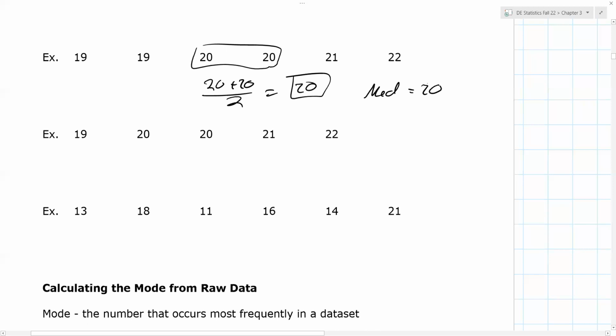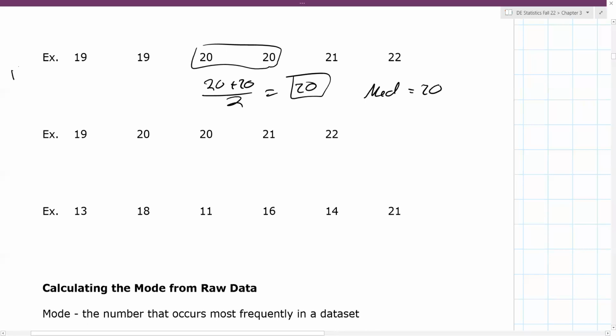Then we look at the next one. So this one was even, so we had to find the average. This one is odd, which means there is an exact middle, and so we don't have to find an average. We just look for the middle one. And it is also in ascending order, so we didn't have to do anything. Now, example 3 is not in ascending order. So that means we have to put it in ascending order before we can do anything with it. So let's rewrite this. So 11, 13, 14.